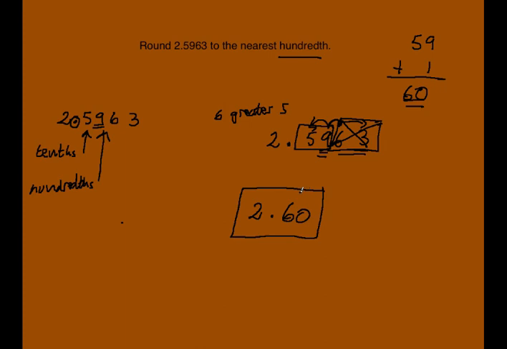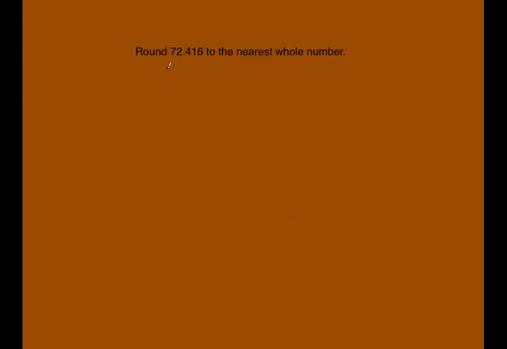Let's look at another example. Sometimes they can also ask you to round a number to the nearest whole number. So let's say that you have 72.416. Whenever they ask you to round a number to the nearest whole number, the number that they're interested in is the number right before the decimal point, to the left of the decimal point. They want you to round this number. So it's either that 2 here becomes a 3 or that 2 here stays the same.